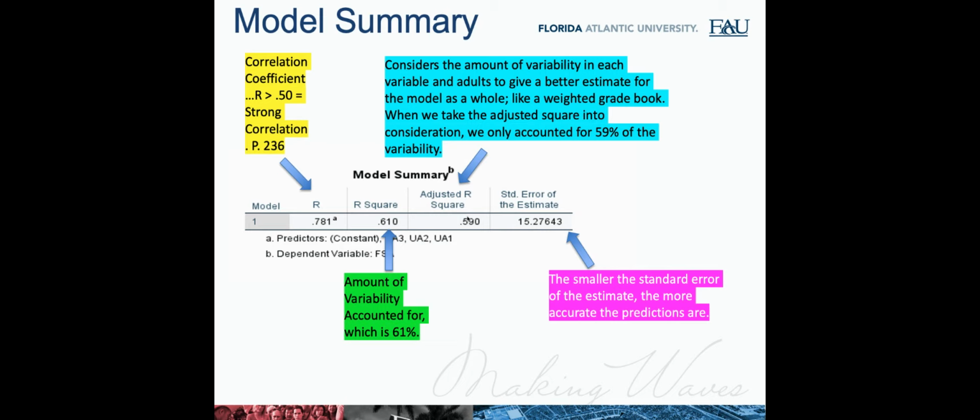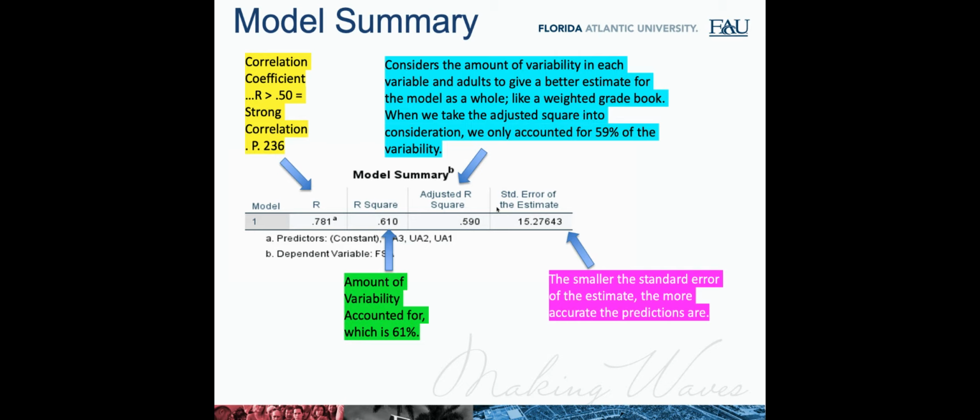Then we have our adjusted R squared. And what the adjusted R squared is, it looks at the differences in variance or variability within each of the data sets, and then it basically weights it the same way, or very similar to the same way that a weighted gradebook would be used. It readjusts the R squared value based on particular weighting. And so here you'll see it didn't change very much. It changed from 61% to 59%.